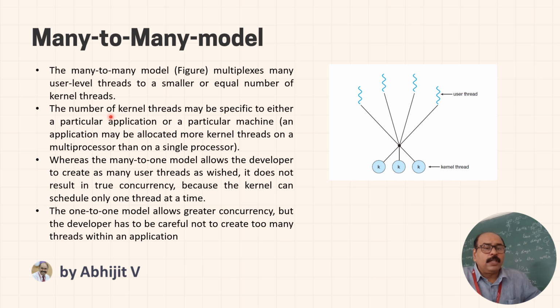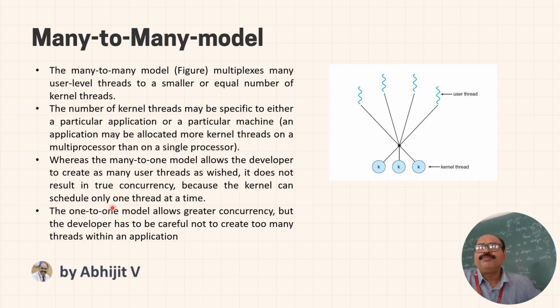Okay. So the number of kernel threads may be specific to either a particular application or a particular machine. An application may be allotted more kernel threads on a multiprocessor than on a single processor. Whereas the many-to-one model allows the developer to create as many user threads as wished, it does not result in true concurrency because the kernel can schedule only one thread at a time.